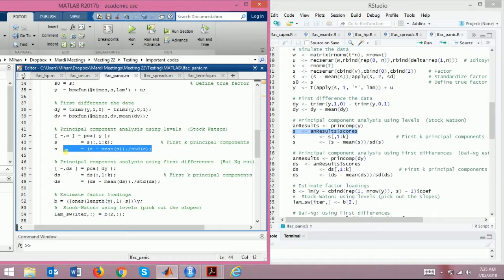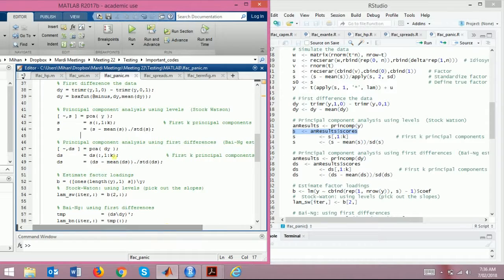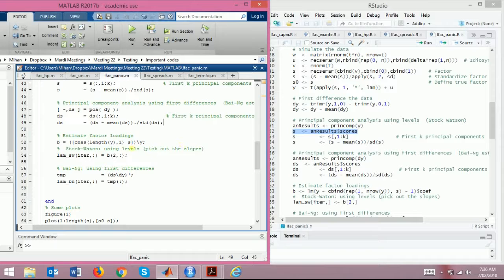So S is up to k, here is k, because we know the dimension of S, right? Dimension of S is k by 1. So 1 rows, 1 to k columns, and we use it with the first difference. So simply again you do the same thing.